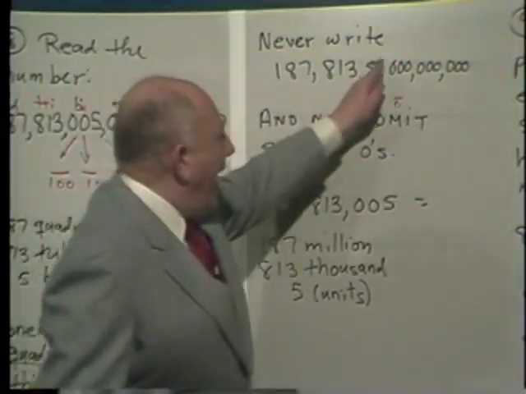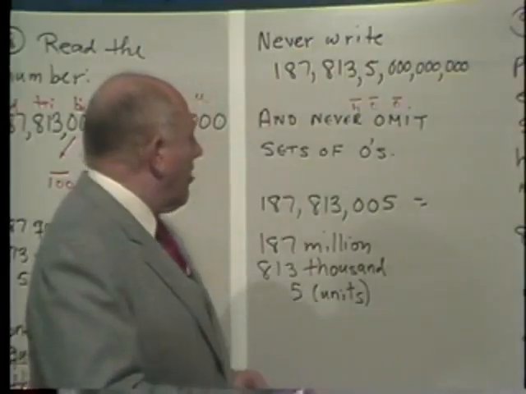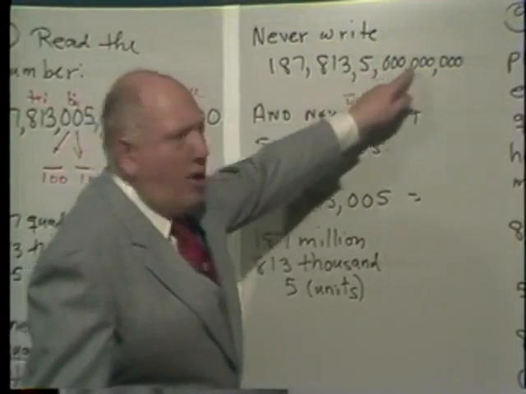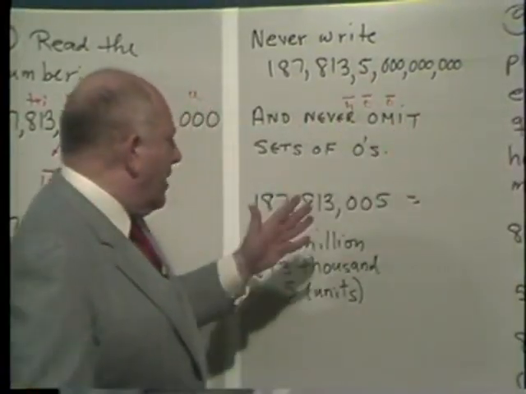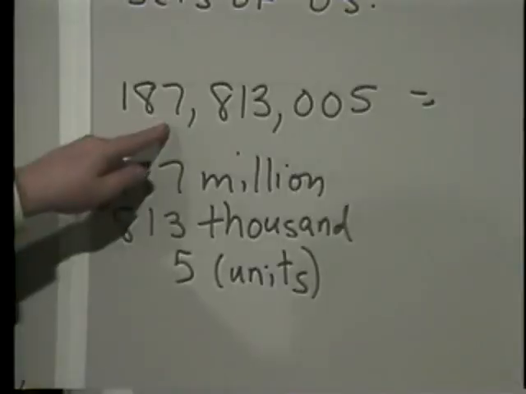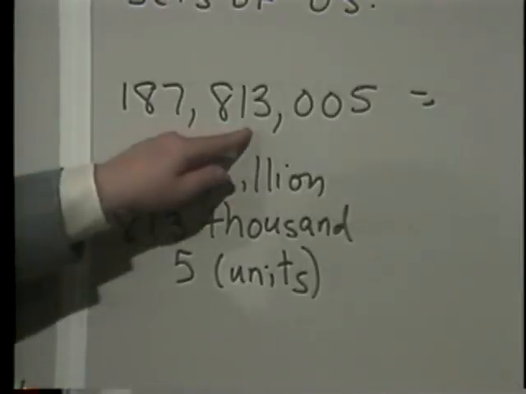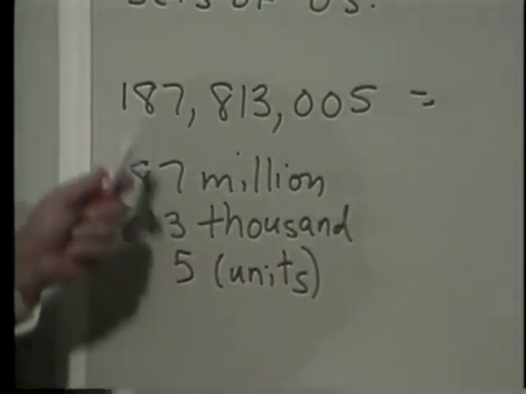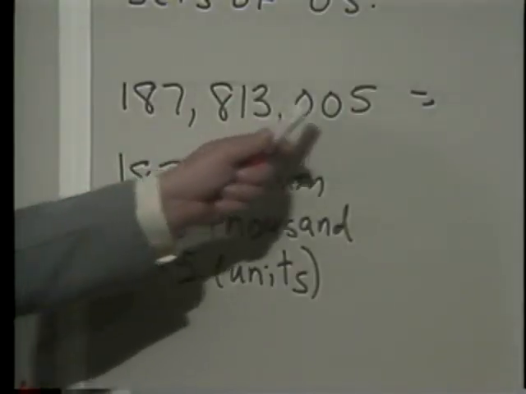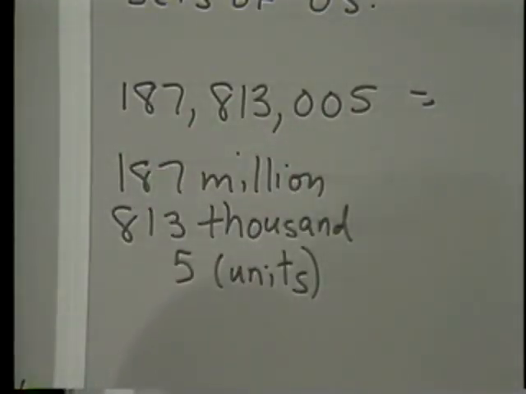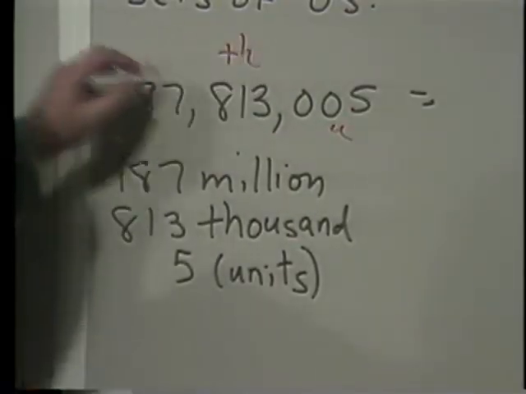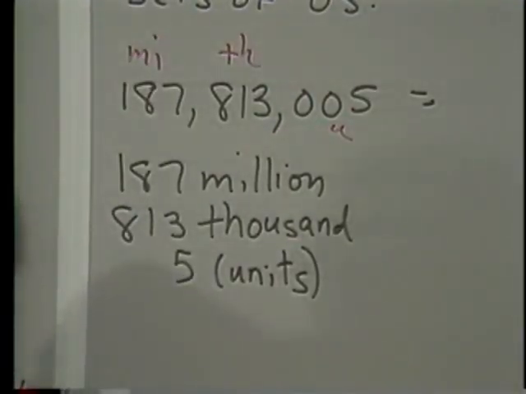And secondly, I never omit sets of zeros. Suppose I said, well, I'll put the 2 zeros in here, but we don't need these zeros over here. Let's just get rid of them. So we write down 187 here, 813 here, and 5 here, but we leave out the rest of the zeros. Look what's happened now. The 187, the 813, and the 5 are still the same old adjectives they always were. But this has become the units. This is now the thousands. This is the millions. So now the number is what?